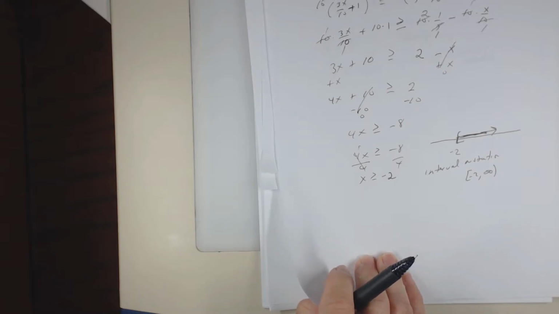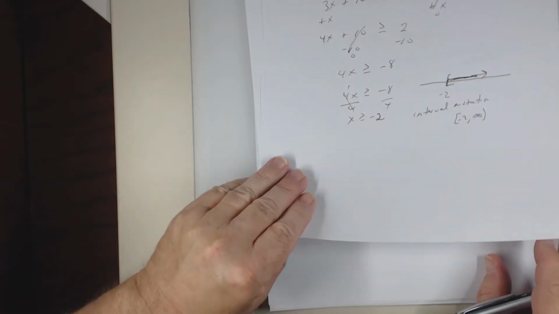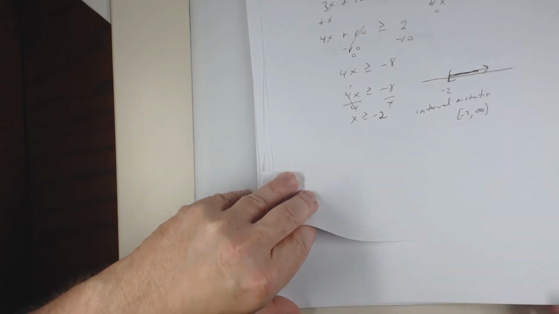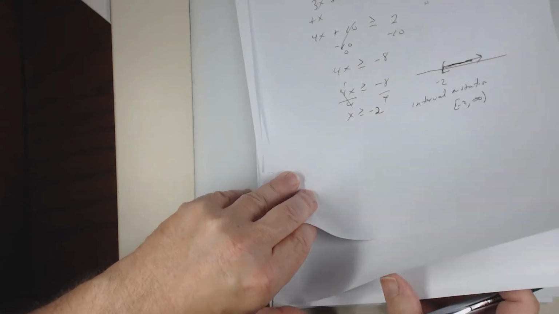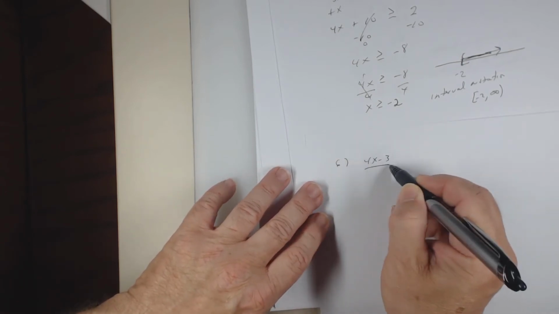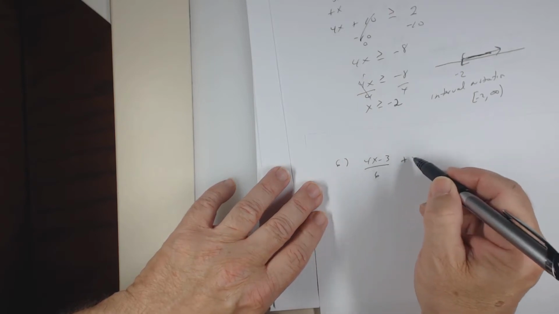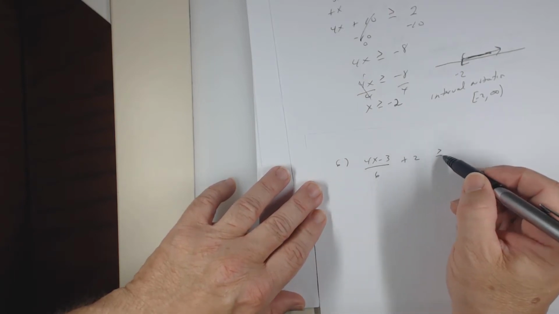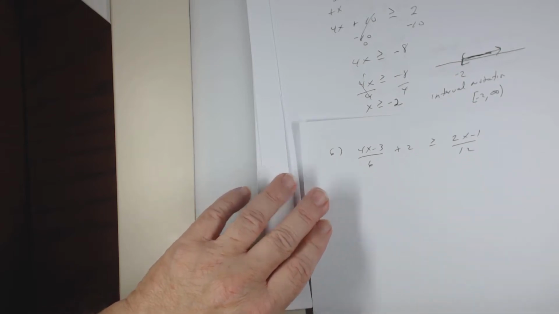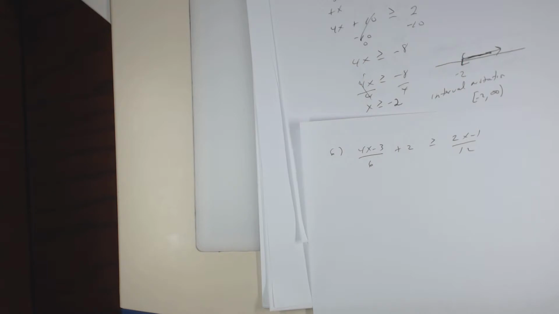Okay. All right, let's look at this one. So if you know how to solve equations, then these are very simple. Let's look at another fraction. Suppose you have this fraction. You have 4x minus 3 divided by 6 plus 2 is greater than or equal to 2x minus 1 divided by 12. So 4x minus 3 divided by 6 plus 2 is greater than or equal to 2x minus 1 divided by 12.